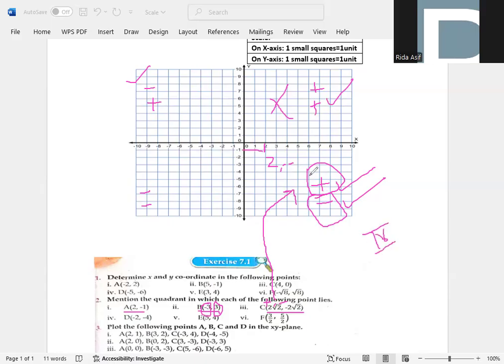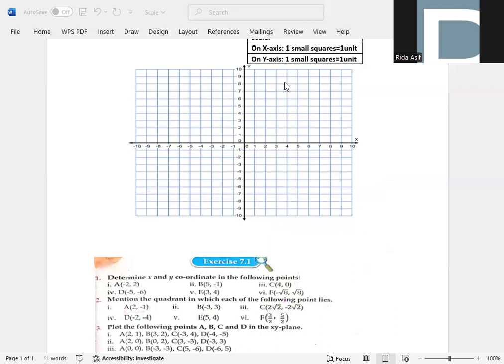So we just have to remember that in our first quadrant, both the values are positive, right? In our first quadrant, students, both the values are positive. In our third quadrant, both the values are negative. So simple. That means this bit number 4 is going to lie in our third quadrant.